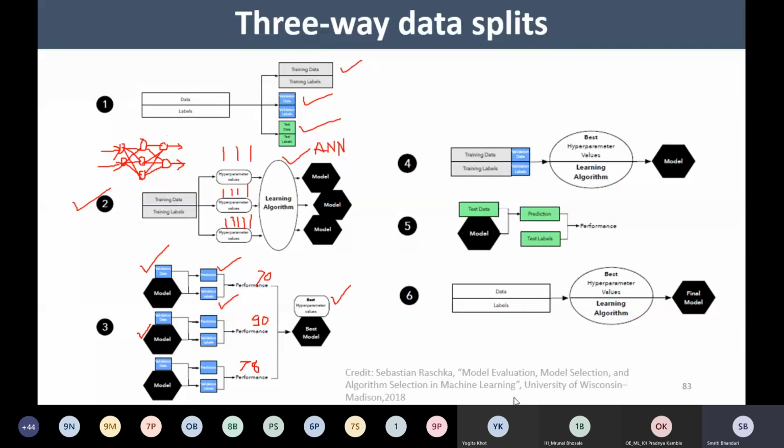No, ma'am. Fine. So now we have done with selecting the best model out of these three.